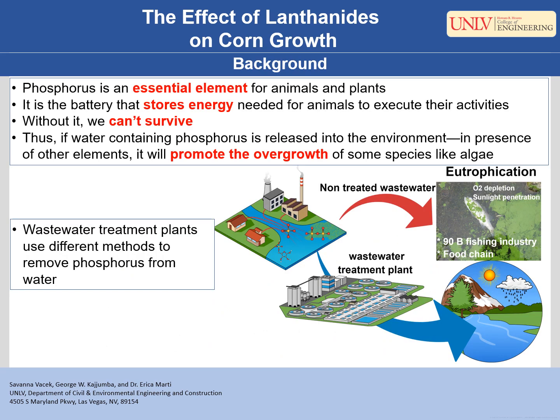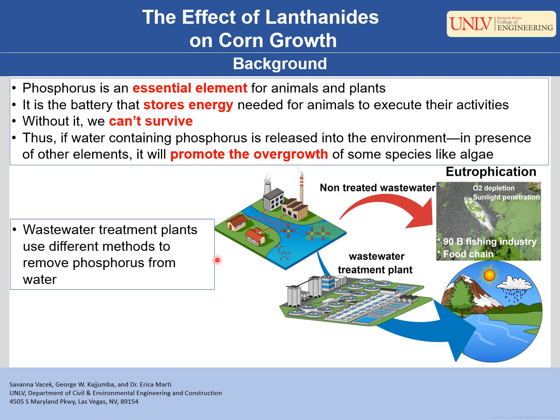To start with my background, phosphorus is an essential element for both animals and plants. It is the battery that stores the energy needed for animals and plants to execute their daily activities. Essentially, without it, we cannot survive. Thus, if water containing phosphorus is released back into the environment in the presence of other elements, it will promote the overgrowth of some species like algae.